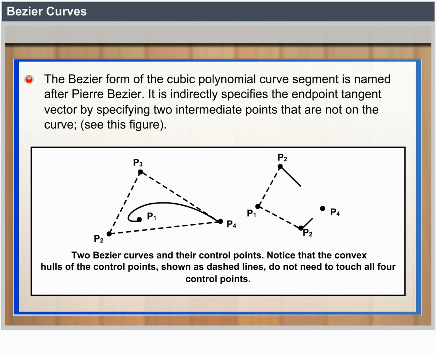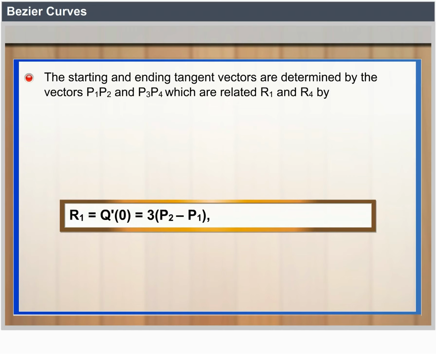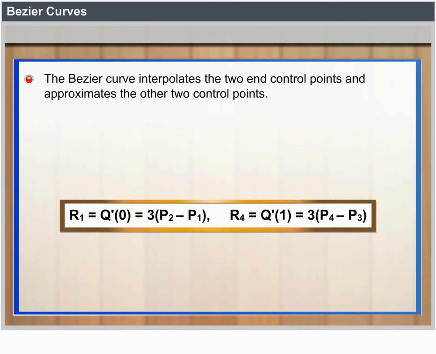Notice that the convex hulls of the control points, shown as dashed lines, do not need to touch all four control points. The starting and ending tangent vectors are determined by the vectors P1, P2 and P3, P4 and are related to R1 and R4 by the equation shown. The Bezier curve interpolates the two end control points and approximates the other two.